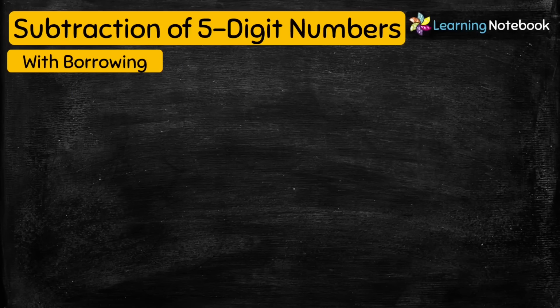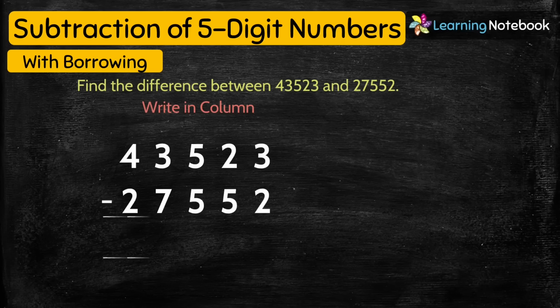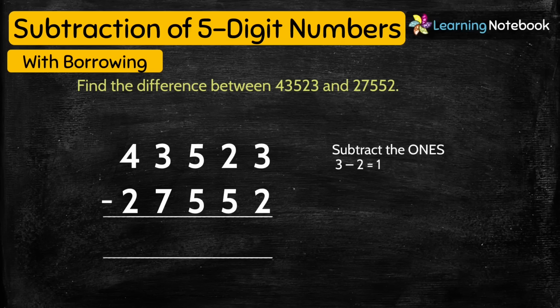Now let's do a question with borrowing. Find the difference between 43523 and 27552. Let's write these numbers in column. And now we will subtract the digits at 1's place. 3 minus 2 equals 1.